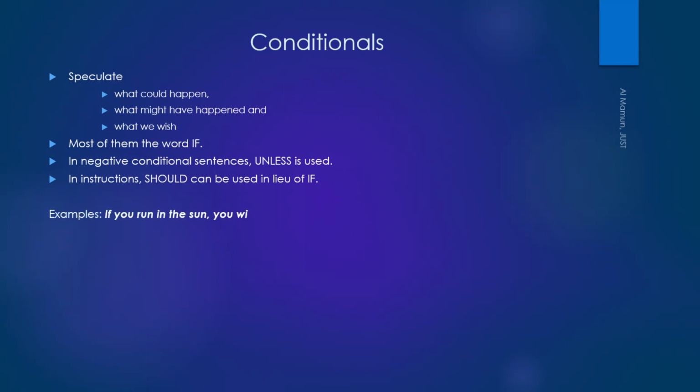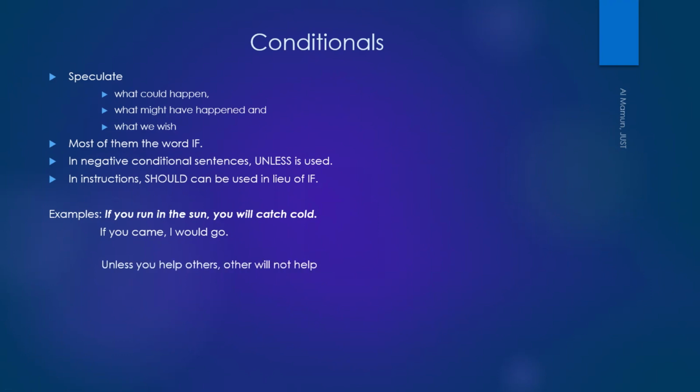Let us have some example sentences. If you run in the sun, you will catch cold. Or if you come, I would go. So the first clause, if you run in the sun, or if you come, or if you came, or if you had come, they express a condition, and based on this condition, a probable result of the first condition is expressed in the second clause. For example, you will catch cold, that is the result, or that would be the result of your running in the sun, or my going depends on your coming.